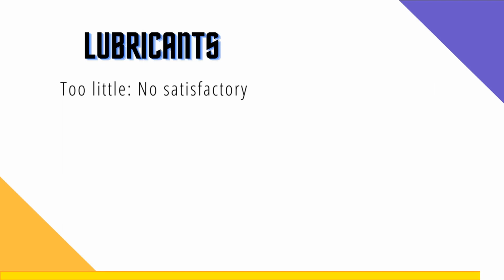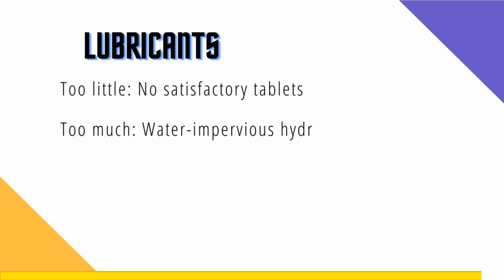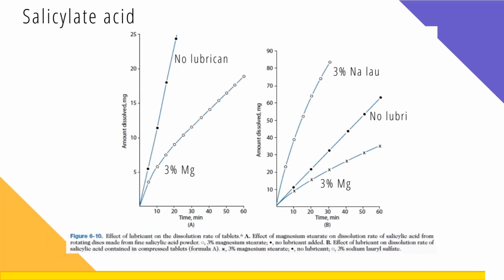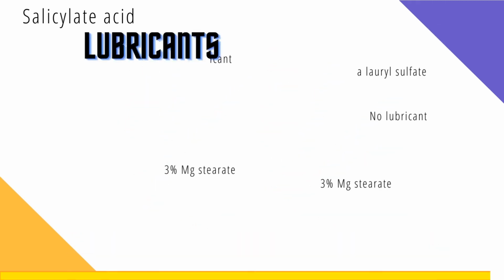Again, too little of lubricants may not allow the formation of satisfactory tablets, due to the residue of the previous ones that got stuck to it, but too much of it can cause the formation of a hydrophobic coat that can inhibit the tablet from disintegration and dissolution. When you look at the graph, you can see that for salicylic acid, if you add magnesium stearate, it can actually reduce the amount dissolved, and again it depends on what you're adding. On the right hand side, whether it's sodium lauryl sulfate or magnesium stearate, you can cause a different dissolution profile.